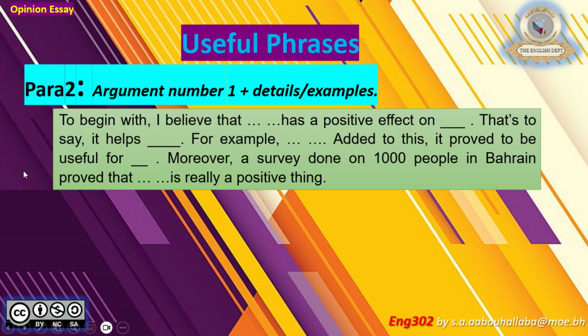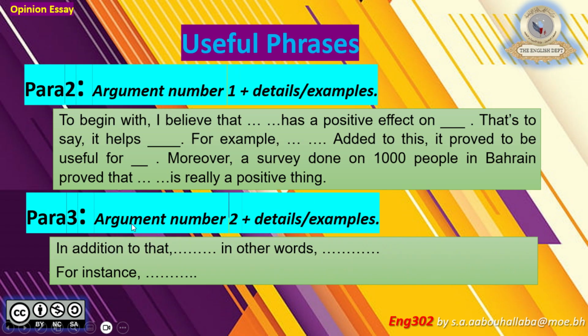It proved to be useful for, what is it useful for exactly? Moreover, a survey done on 1,000 people in Bahrain proved that so and so. Here you refer to surveys and studies. When you're writing your opinion, you should mention this. It could be here in the second paragraph and also in the fourth paragraph, in the counter argument. It is very good to refer to some studies and surveys. Okay? Even if you are not sure of them, we are not going to check if those studies are correct or not, but we are going to judge your language. Okay?